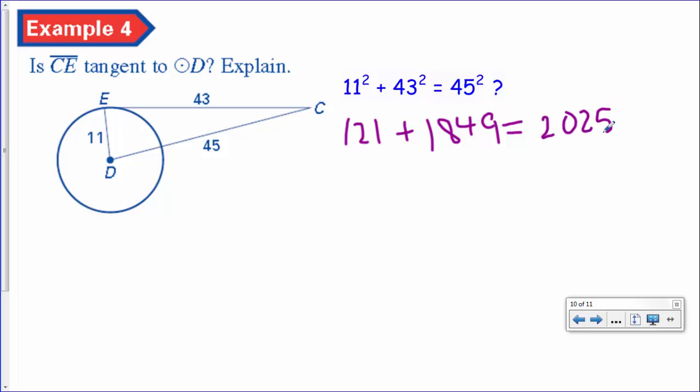If the answer is a yes, that would make our angle here a right angle. If the answer is no, then we know it's not a right angle. So does it equal? Let's check it and do the math. So if we add these two numbers together, we can see that they're clearly not equal. So the answer, is this the line tangent? The answer is no. Our explanation is checking the math.